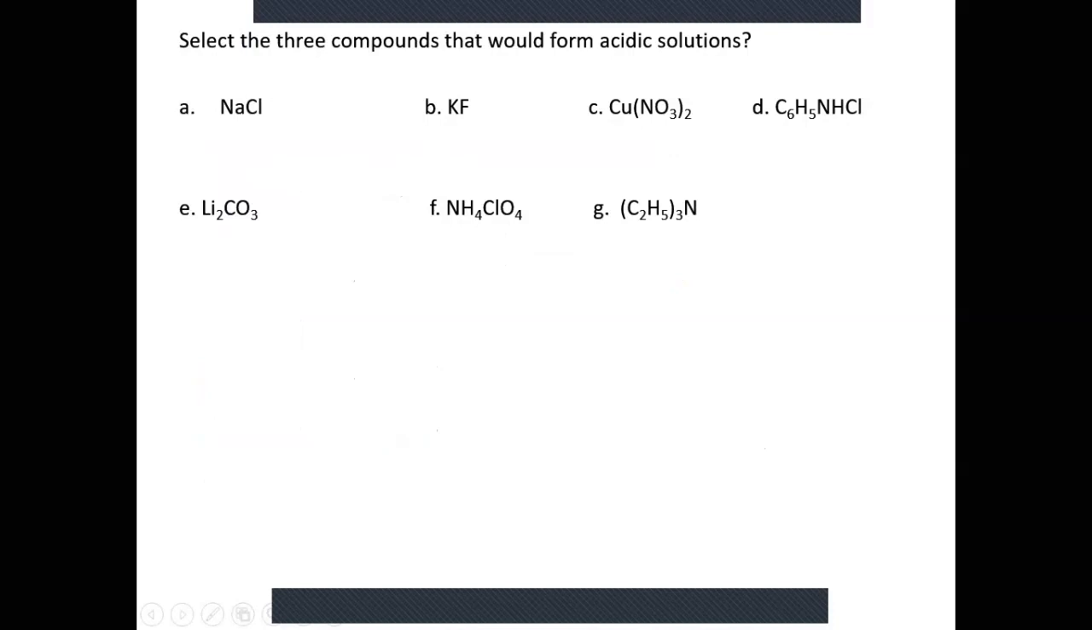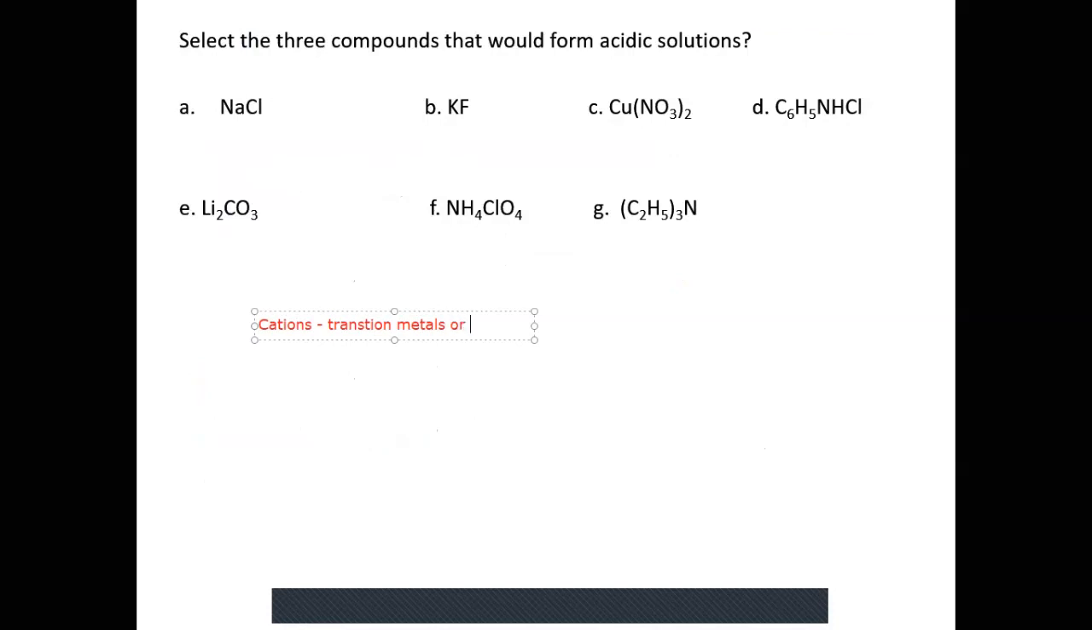So here we want to know, select the three compounds that would form acidic solutions. Since we're looking for acidic solutions, we're going to be looking for cations that are either transition metals or protonated amines.